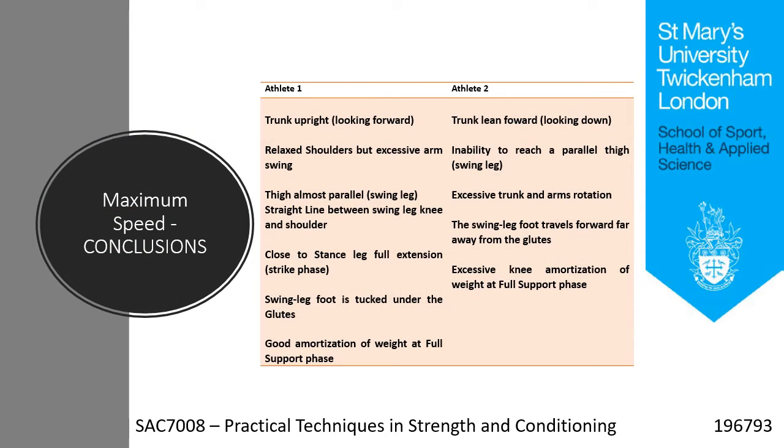As we saw, there's a big difference between the technique presented by athlete number 1 and athlete number 2. Especially athlete number 2 presents a really excessive forward lean trunk, and the touchdown movement is clearly in front of the center of mass, creating a horizontal force unnecessary for maximum speed, especially because it increases the contact time and thereby reduces the speed.